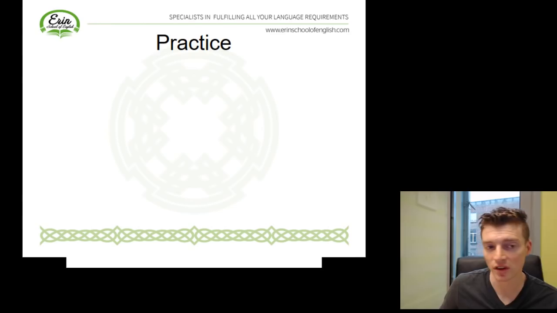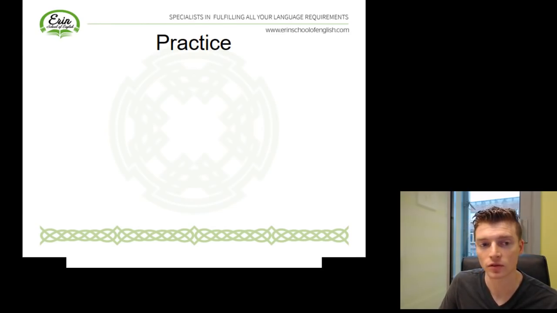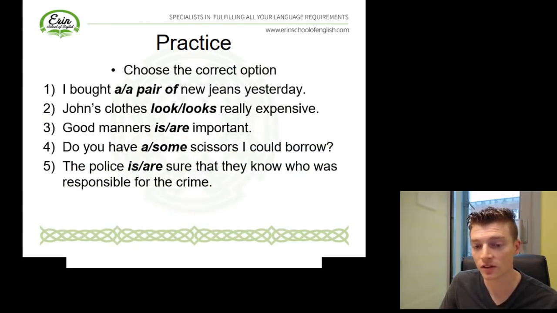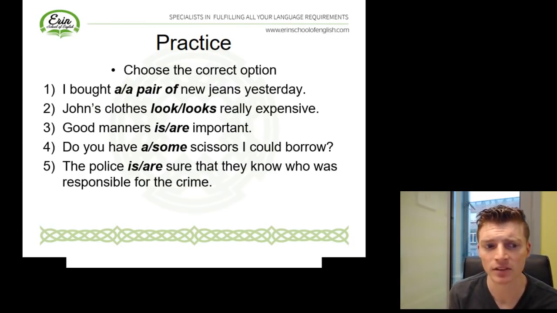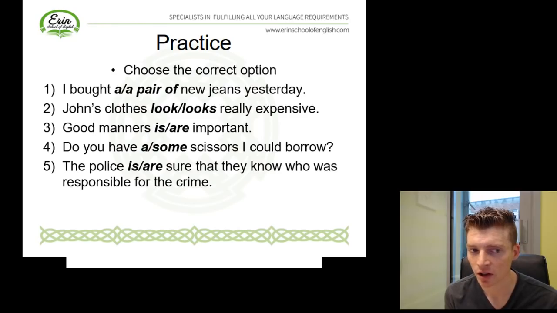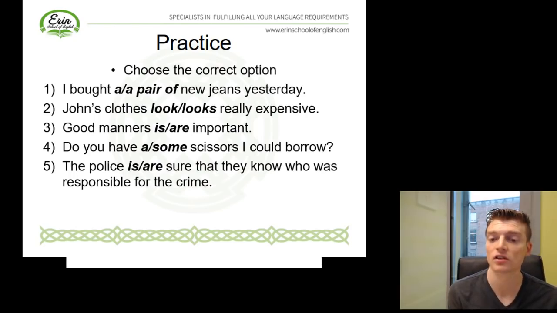Okay, so once again, I've got a little bit of practice for you. So I've got 5 sentences here. Each sentence has a collective or a plural noun in it. Your job is to choose the correct option to make the sentence grammatically correct. So for example, in number 1, I bought a new jeans yesterday, or I bought a pair of new jeans yesterday. I'll give you guys a couple of minutes to complete the exercise, and then we'll correct together.